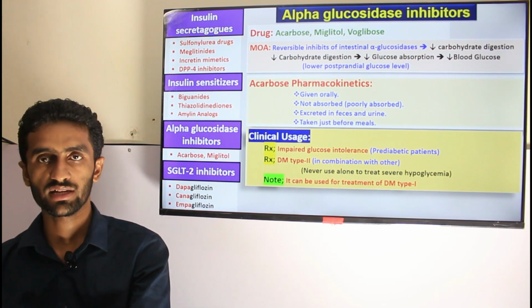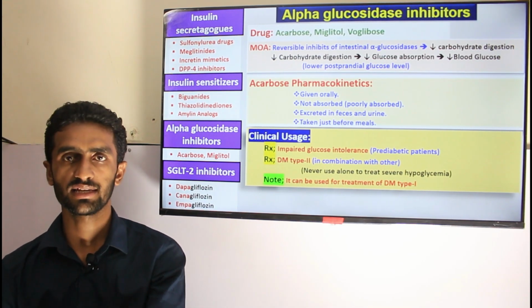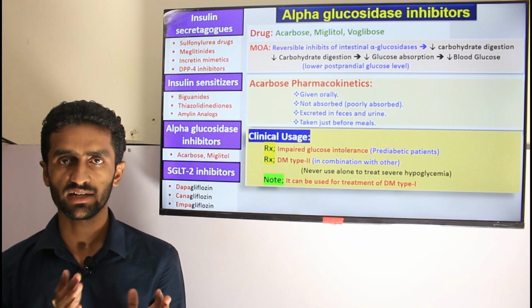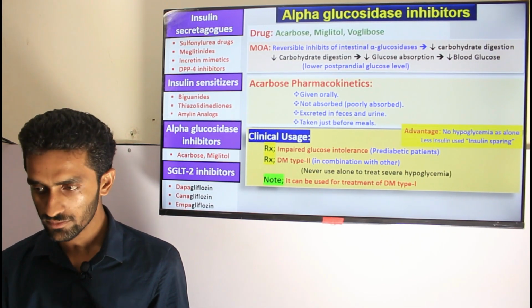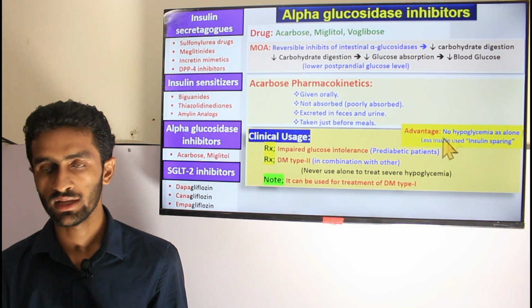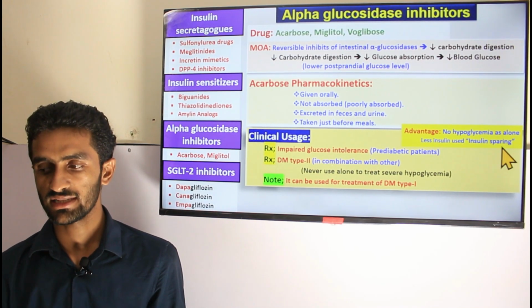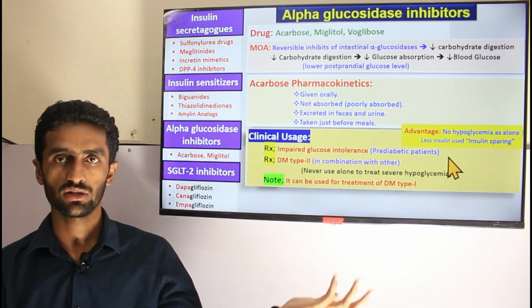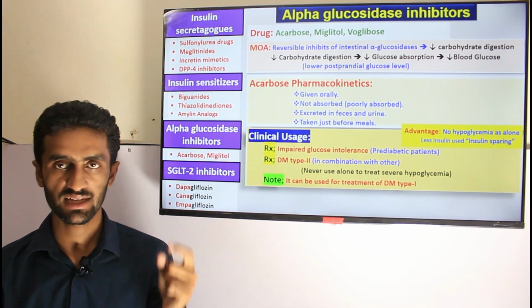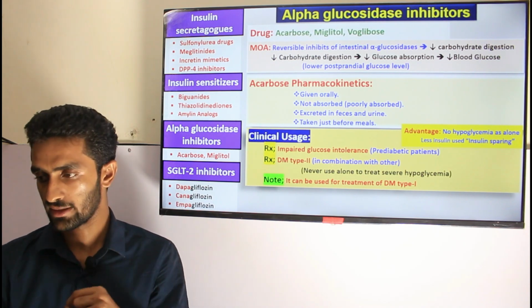And it can be used for the treatment of type 1 because they are not affecting the pancreatic beta cell, they are just interrupting the absorption of the glucose. Okay, advantage: no hypoglycemia when used alone, and they are considered insulin sparing because they decrease the insulin usage, because less glucose is coming into the blood, so less insulin will be used. So in this way, their other name is insulin sparing drug.